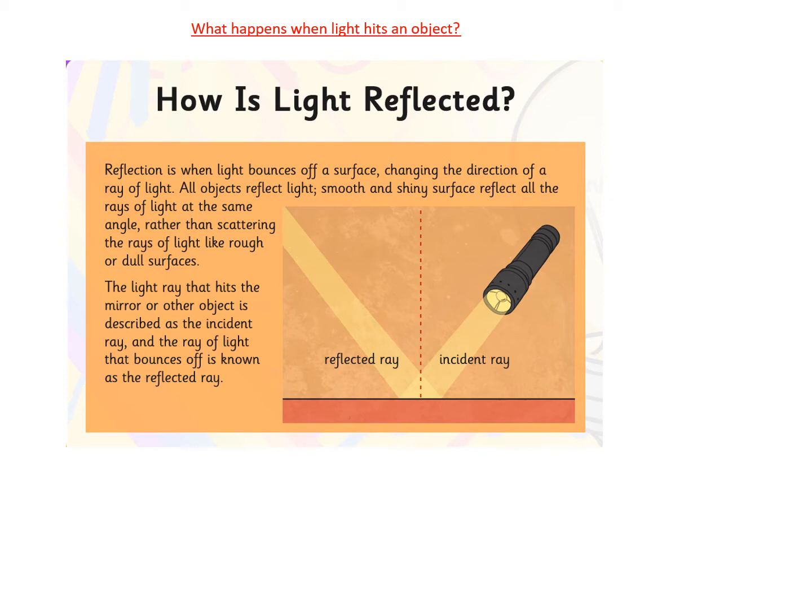You can see in the diagram here, this is your incident ray. This just means the original ray of light, coming from your torch. It hits this object, for example, a wall, and then is reflected back in a different direction. If this wall wasn't here, that ray of light would just continue to travel in a straight line until it hit something to cause it to change direction.